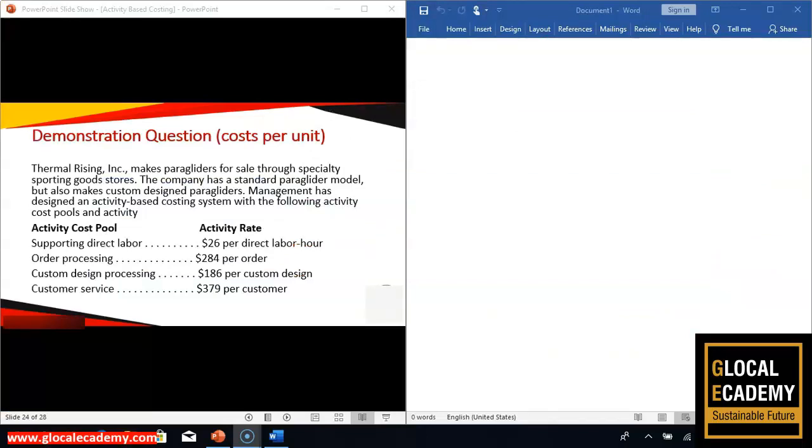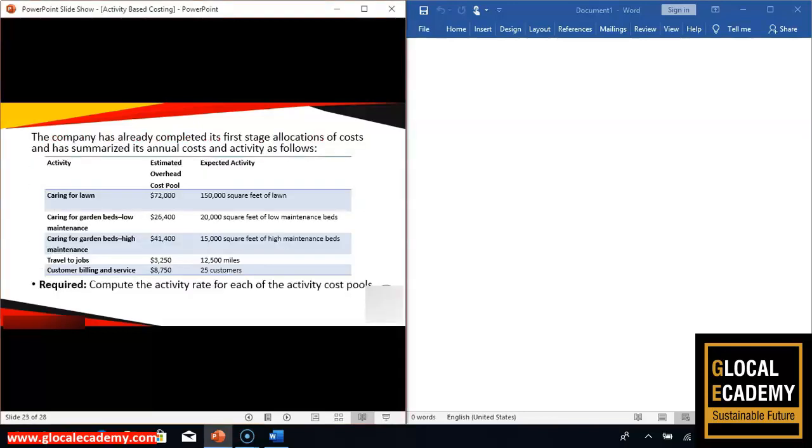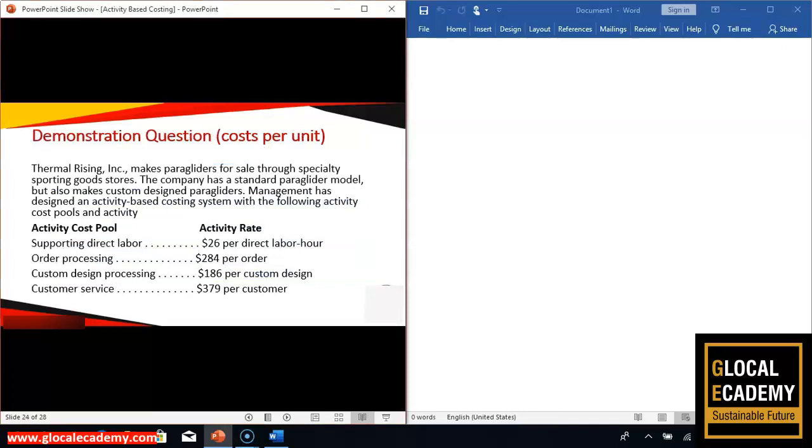Okay, in order to understand the cost per unit, let's have a look at another demonstration question. So this time we're given rates. In the previous demonstration question, we calculated rates by dividing the total of the activity cost pool by the total of the activity measure. Now in this question, we are applying these rates to calculate cost per unit, which is part of our learning objective 2.